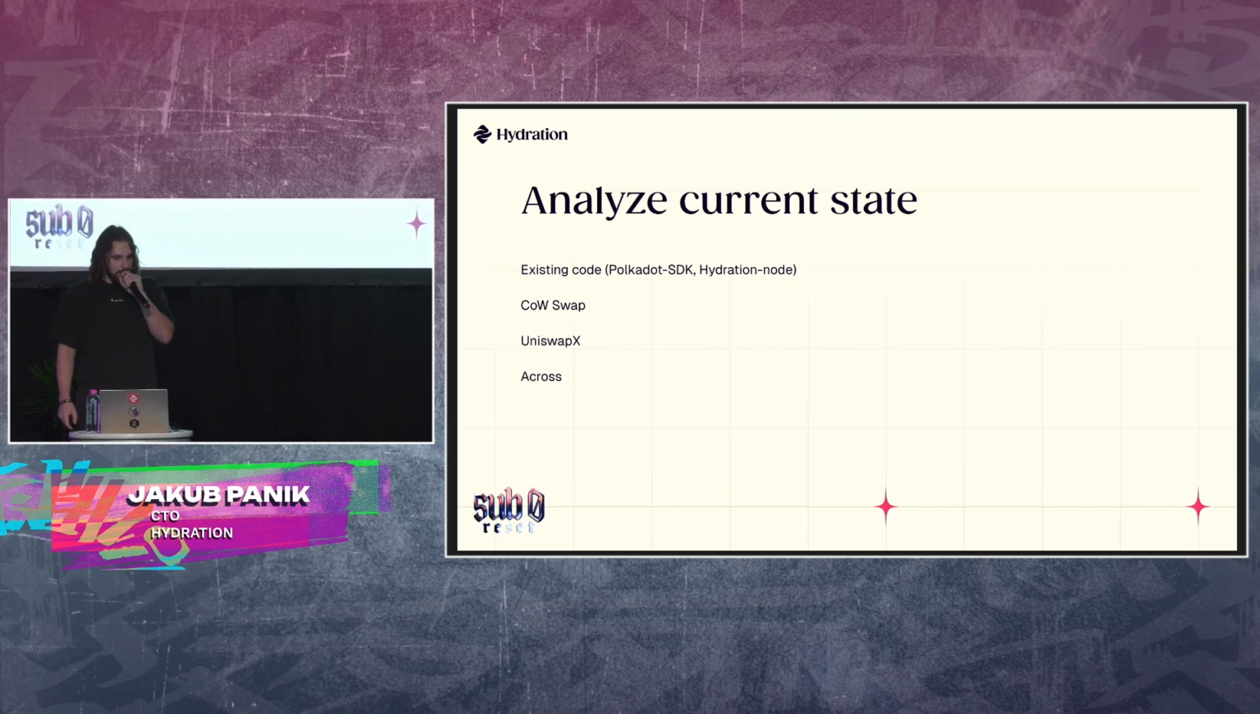Then there came Across, which will be very important. It's a cross-chain intent based protocol. And right now, very freshly, we have this ERC 7683, which is a cross-chain intent standard. And it's really amazing. It will allow us to do great things. I will talk about this later.